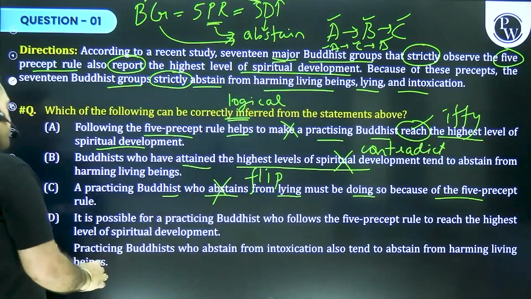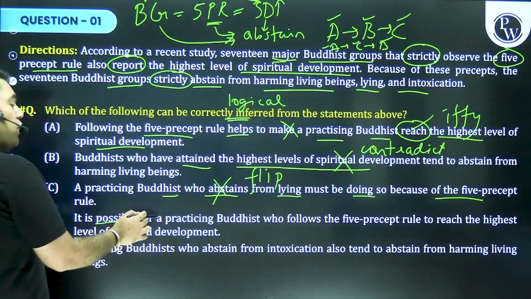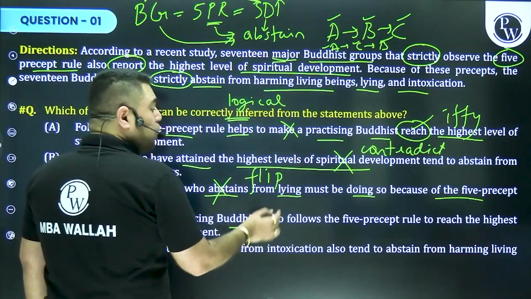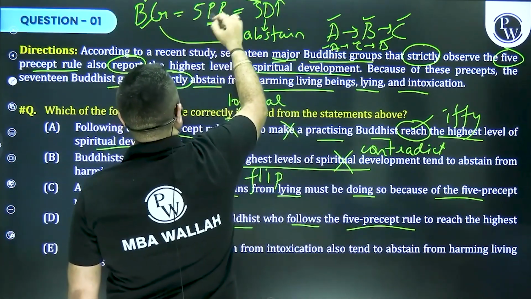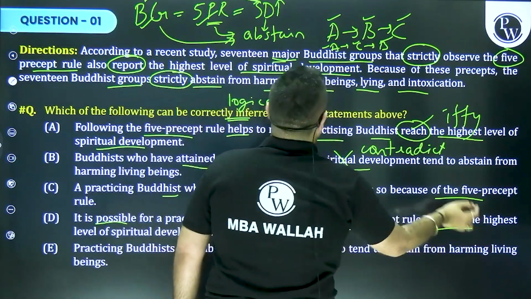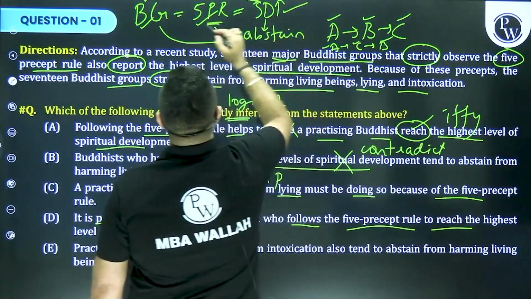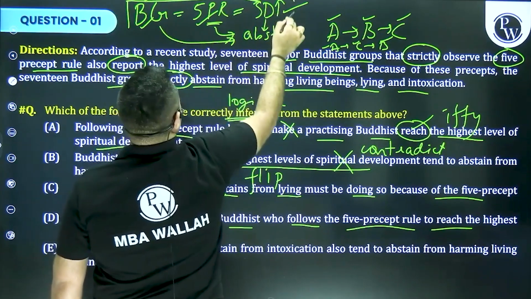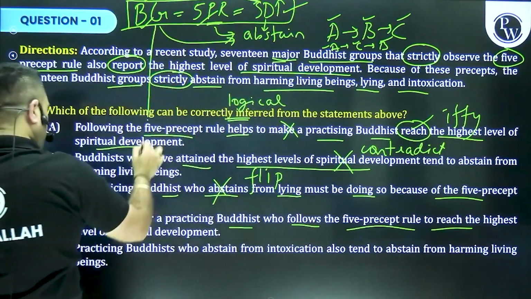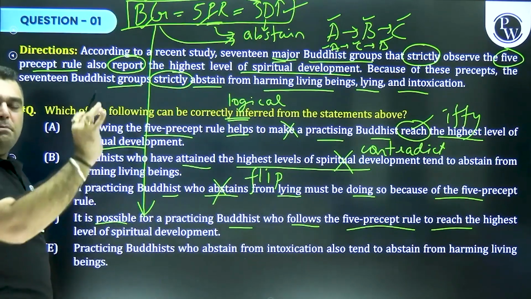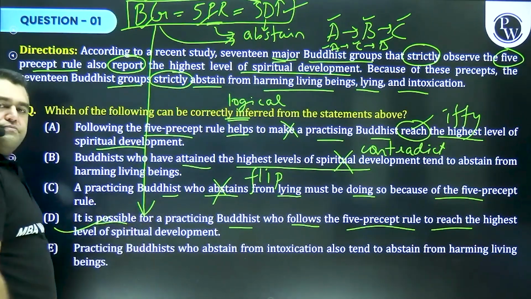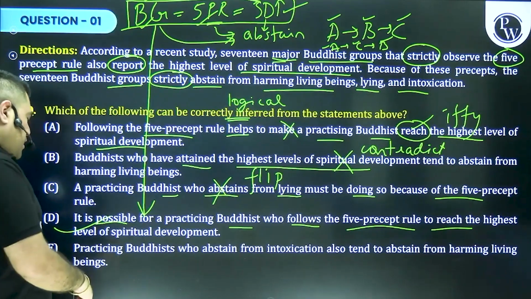D. It is possible for a practicing Buddhist who follows the 5 precept rule to reach the highest level of spiritual development. Look beta, the full equation is perfectly coming in answer option D, right there in front of you. Magic. Finished. Love it.